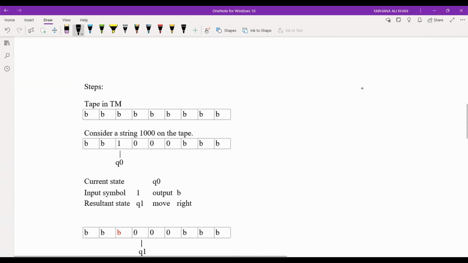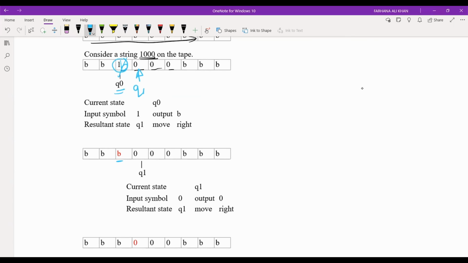So we will consider our tape for designing the Turing machine. All the blank symbols will be present here. Now we will write our string here, for example the string 1000. Our algorithm is that whenever we get 1 in the initial position under the Q0 state, we will convert that into the blank symbol, change the state to Q1, and move towards the right-hand side. This is what we get after the conversion. Your first number is converted into a blank symbol and we have shifted towards the right-hand side.